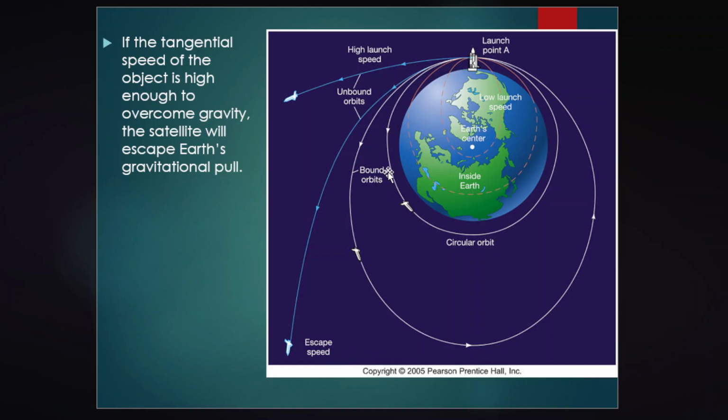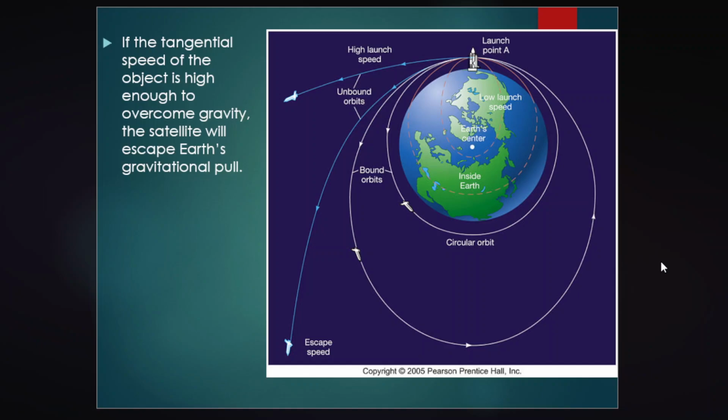But you have bound orbits that, depending on your speed, have different altitudes and different angular velocities. The angular speed, I mean.